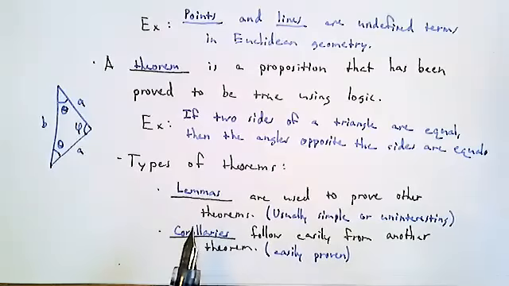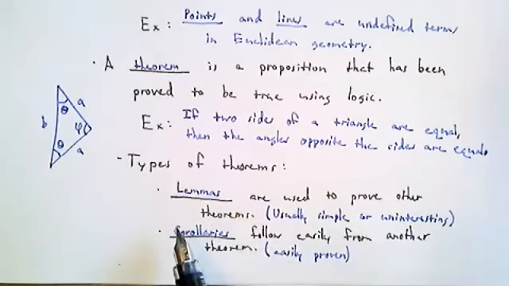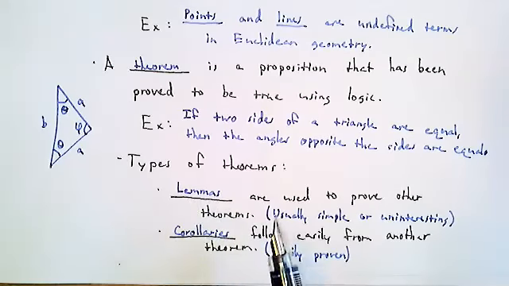So you'll see both of these words, and they both mean a theorem, but a different kind of theorem. So they're going to be propositions that have been proven to be true, but lemmas are used for other things to prove other theorems, and then corollaries are easy theorems, let's say.